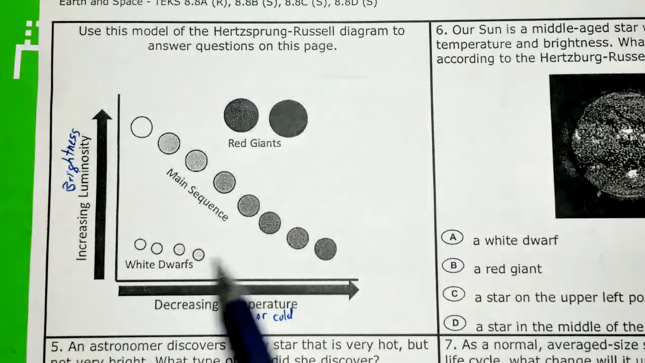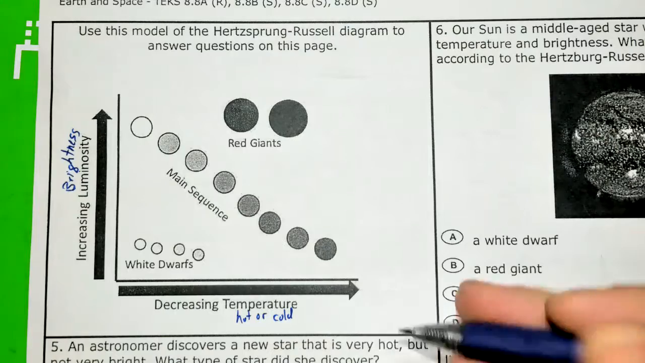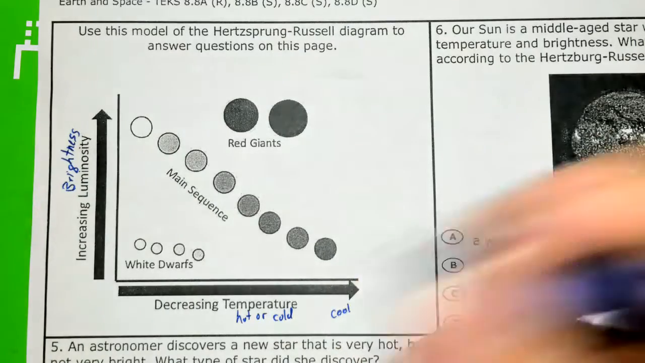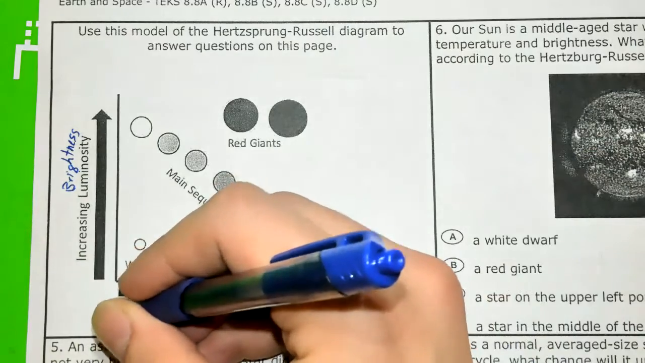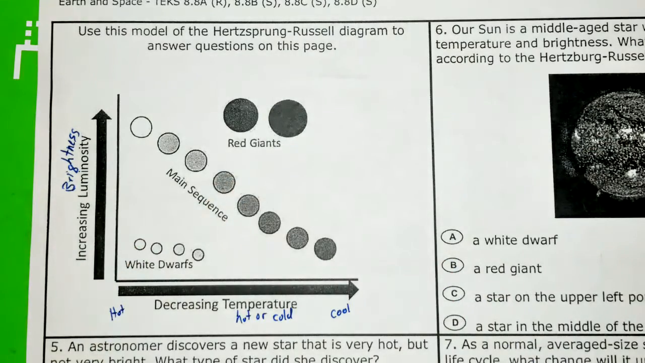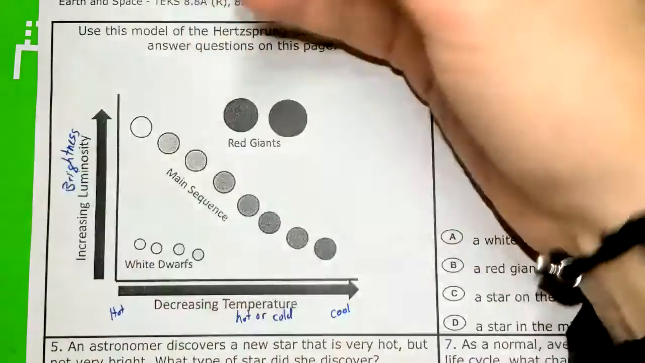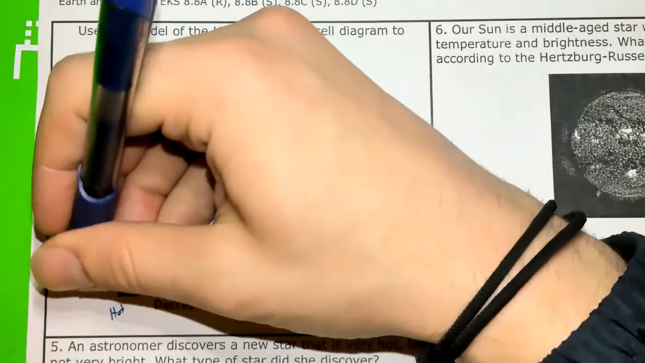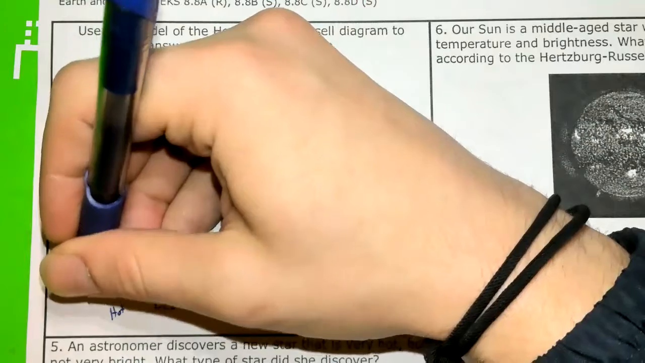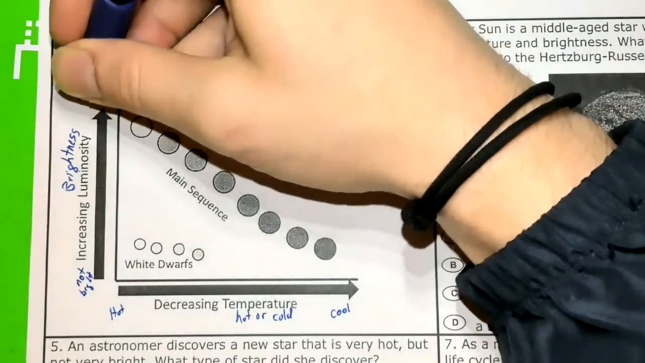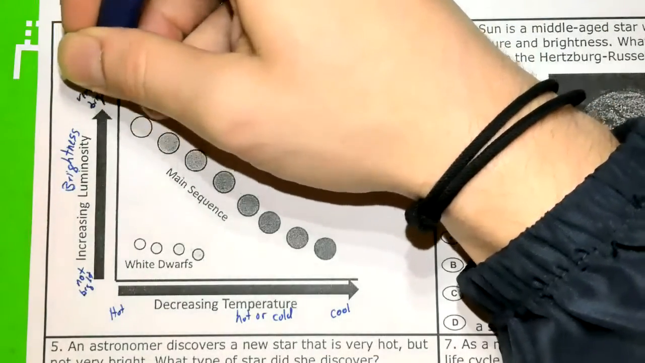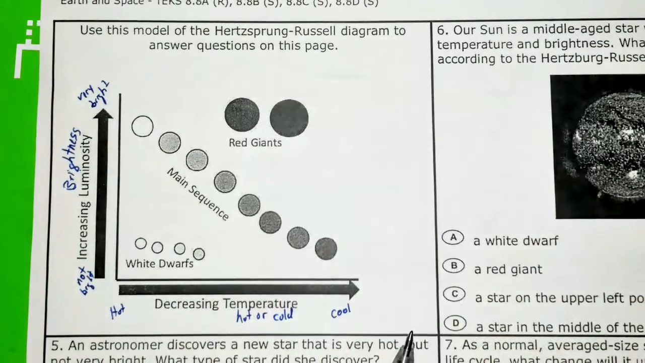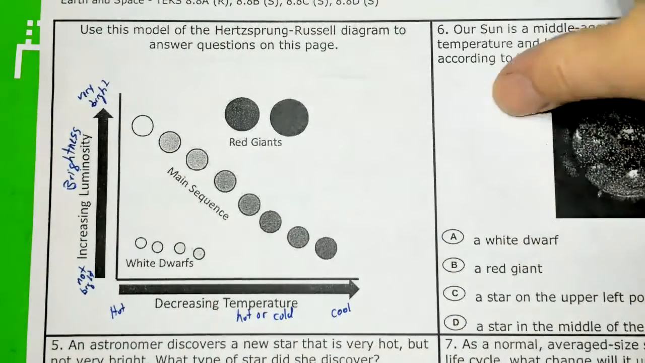All right, and you're going to decrease from left to right. So to the right, it's going to be cool, and to the left is going to be hot. Okay, and luminosity, it's going to be not bright down here, and then it's going to be very bright up here. Make sure you just break down your diagram so you can quick reference back to it so you're not confused, okay? All right, so let's answer the questions using this diagram.